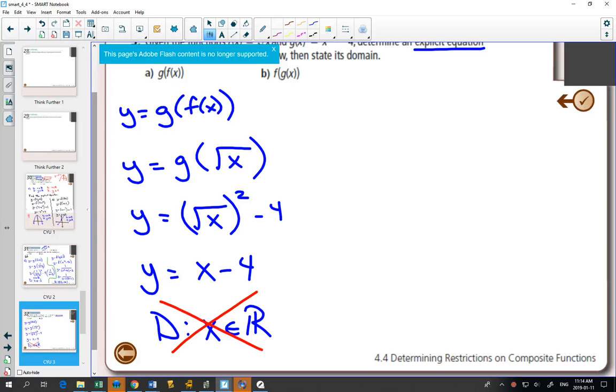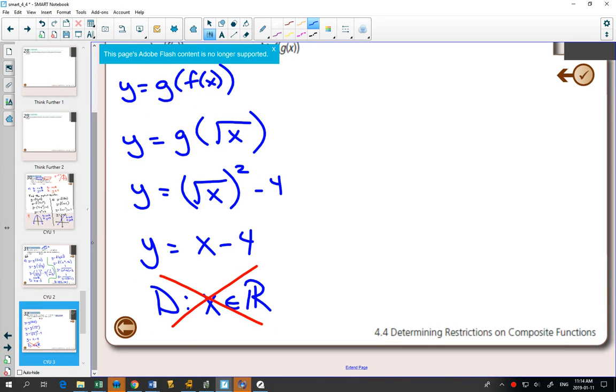You want to do that because what's your final equation? It's a line. What's the domain of a line? Everything. But earlier on in the equation, we had a square root. Can't take the square root of a negative. So our domain is still x is greater than or equal to 0.